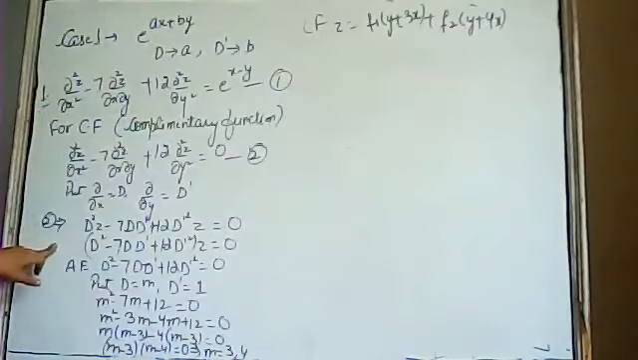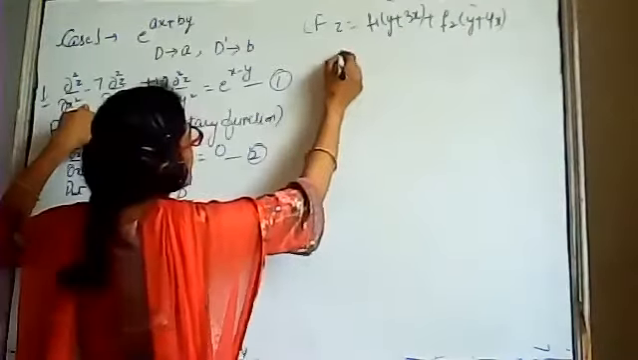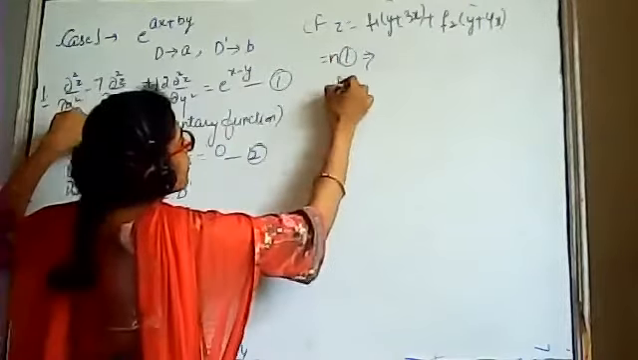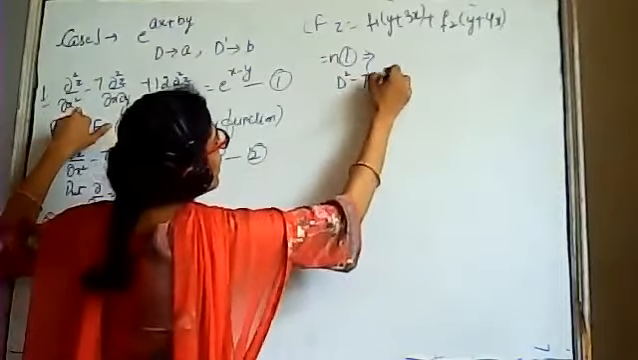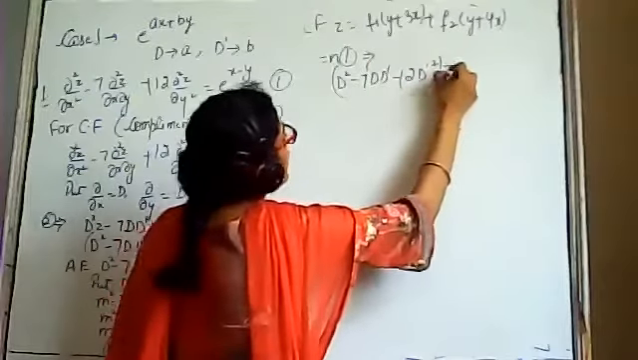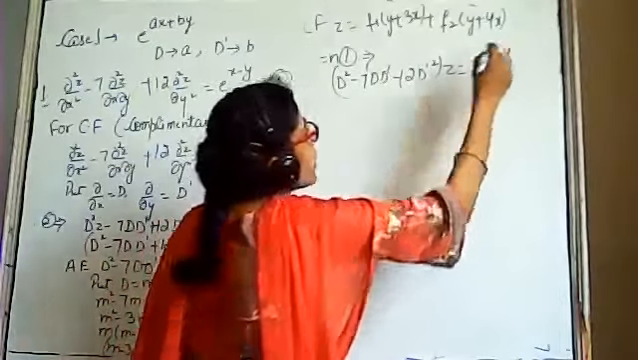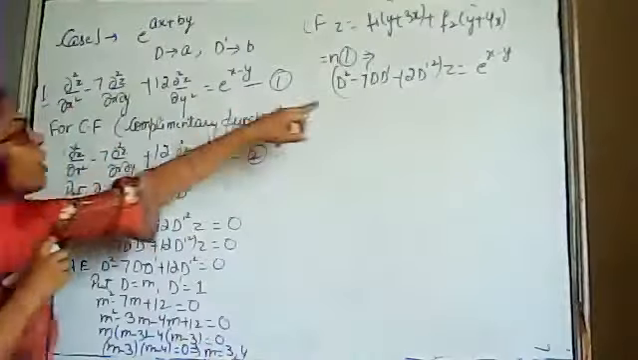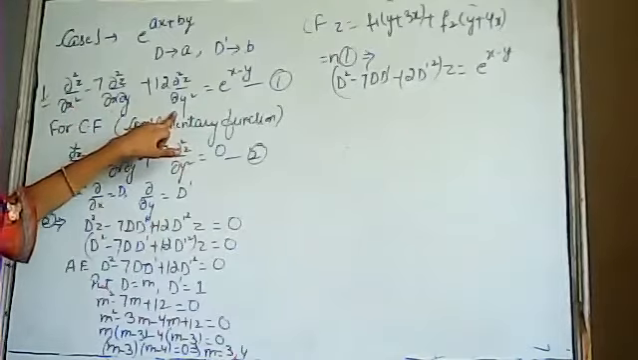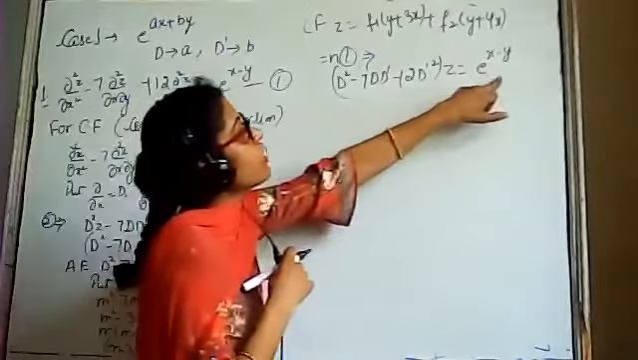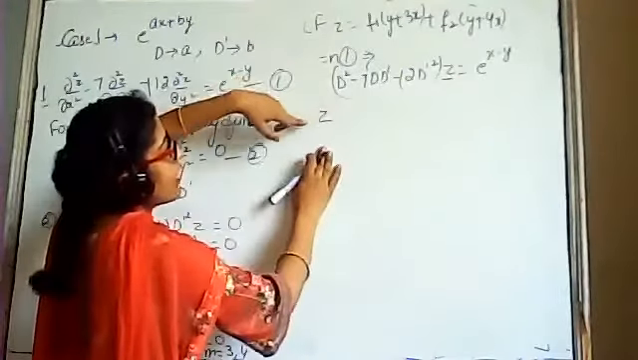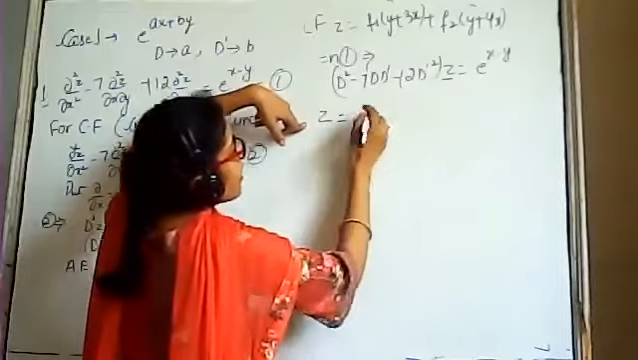How to find the particular integral? Again, write this equation number 1, which implies D square minus 7DD' plus 12D' square into z is equal to e to the power x minus y. In the symbolic form, keep the left hand side as it is. Take this term on the right hand side.